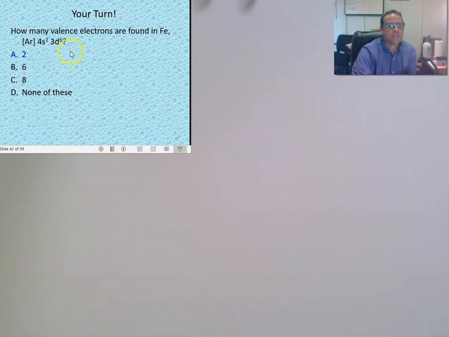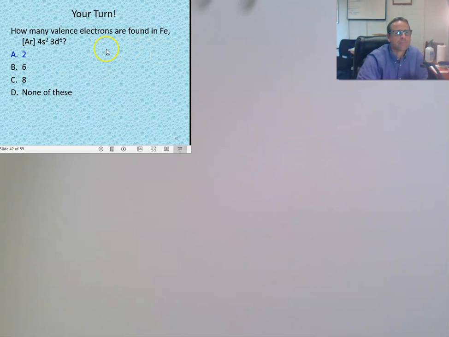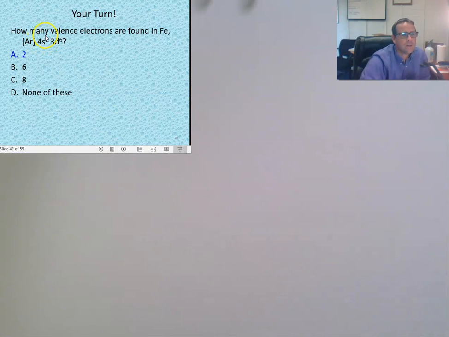All right. So looking at this electron configuration, how can we determine how many valence electrons there are? It's the highest n value in the electron configuration. Because there are 2 of the 4s, and again, that 4 is our n value, that tells us that there are 2 valence electrons.